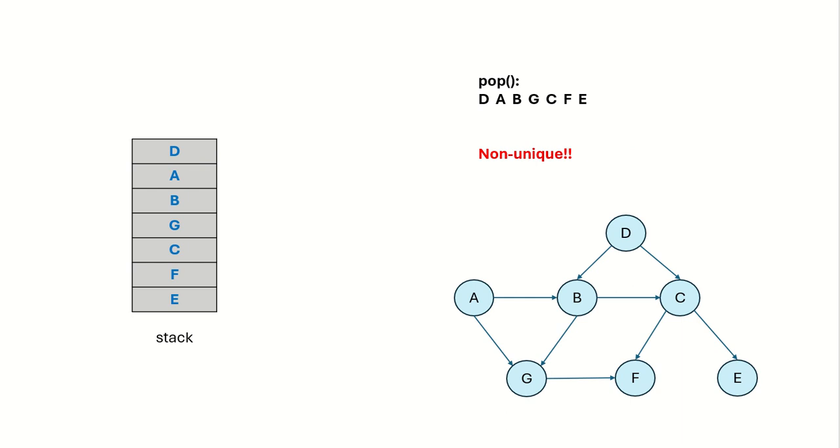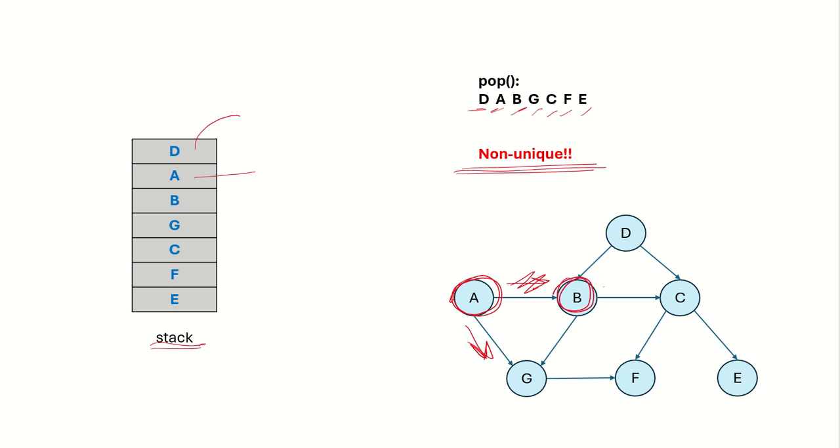Once all the nodes have been visited, we start popping the stack. So D goes out first, then goes A, then B, G, C, F and E. This ordering is not unique. Why is it not unique? Because when we started with A, we chose to go to B. We could have gone to G as well. If we had gone to G, our ordering would have been different.